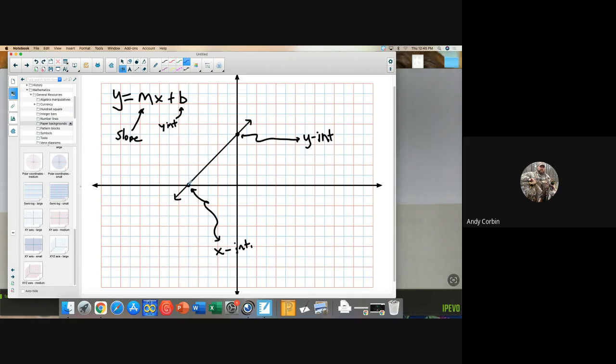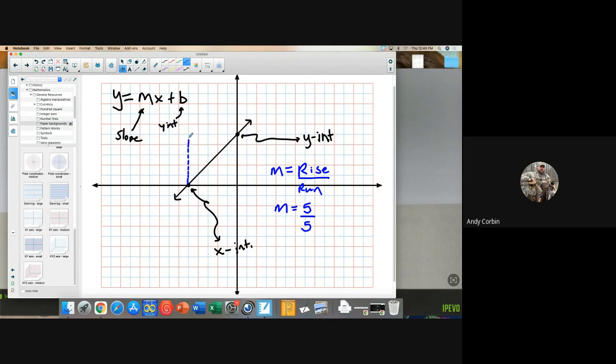So start right here at this point or this one, whichever one you want. I'm going to start here. And I'm going to count when I move my pencil. 1, 2, 3, 4, 5. Okay? So if slope is rise over run, my rise is 5. And I went up, so it's a positive 5. And now my run. My run is 1, 2, 3, 4, 5. And I went to the right, so that's a positive 5.